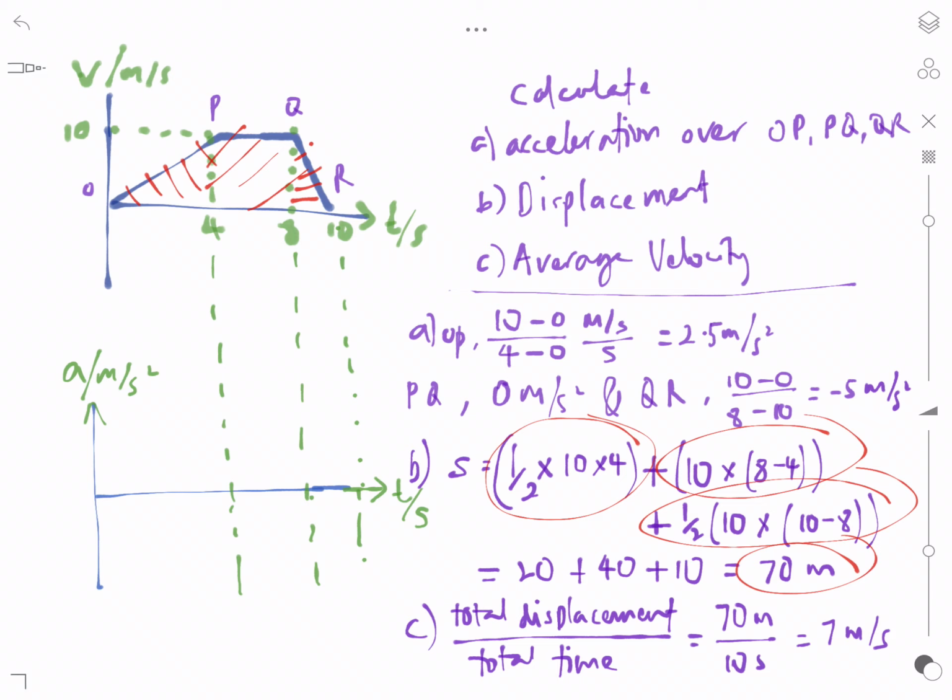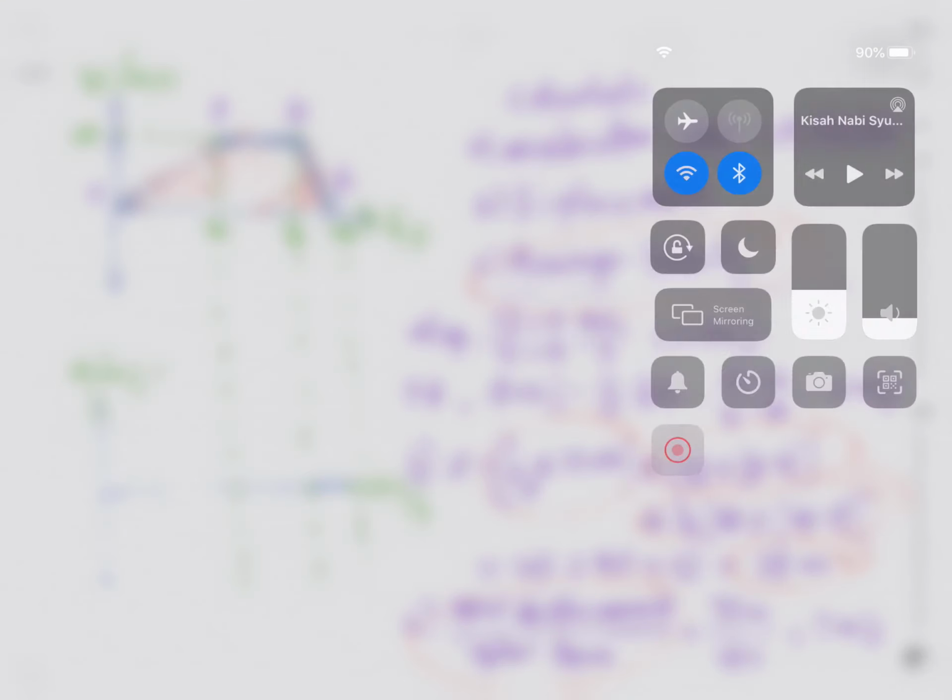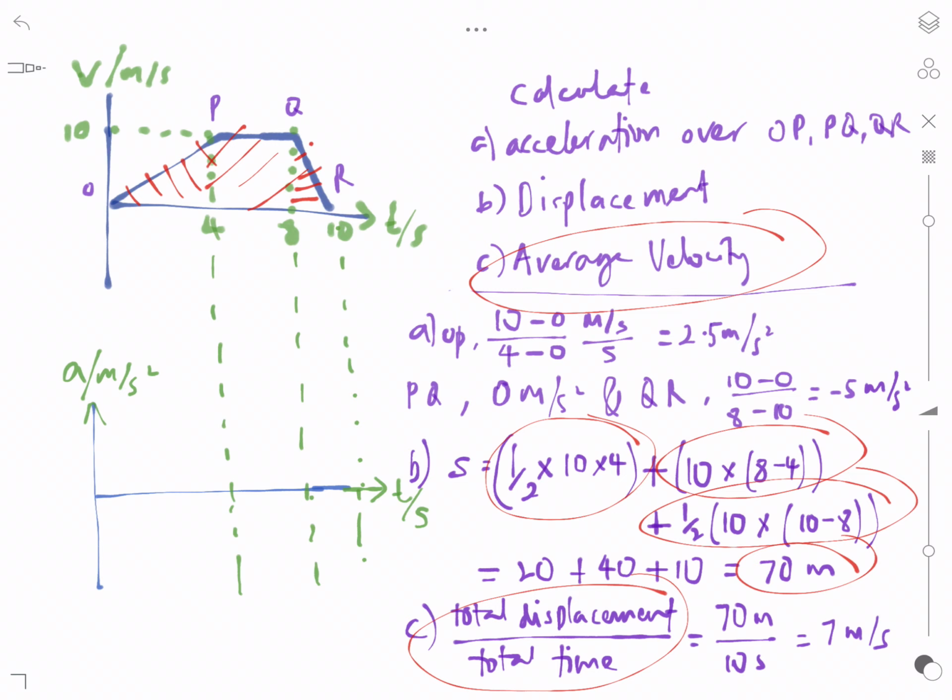And then average velocity, here's the formula. This is total displacement over total time. So you have got 70 over here. So you put here 70 divided by 10. 10 comes from the total time here. So the answer is 7 meter per second.